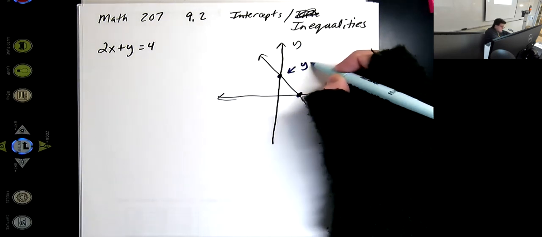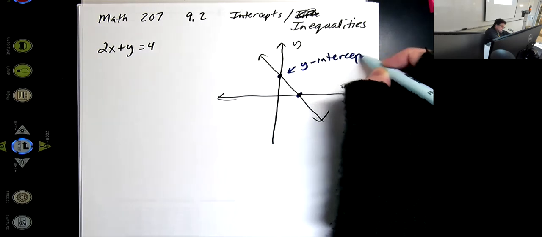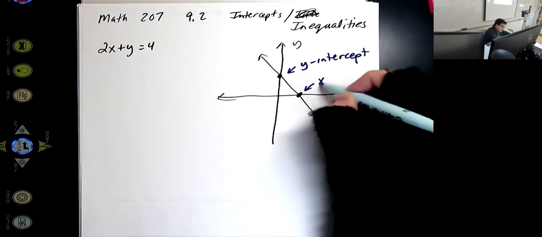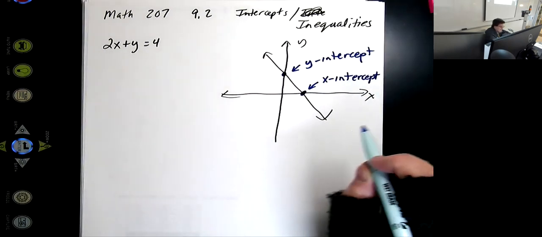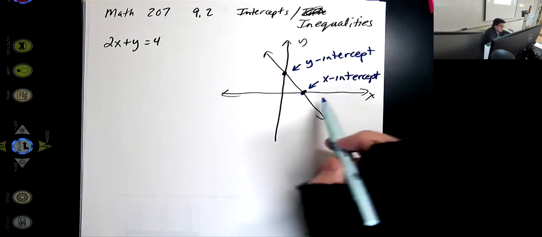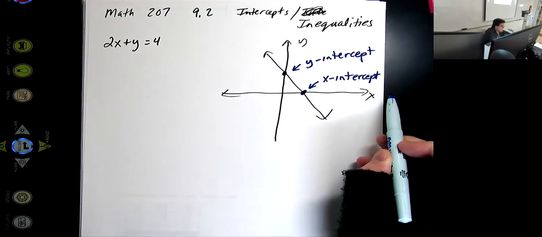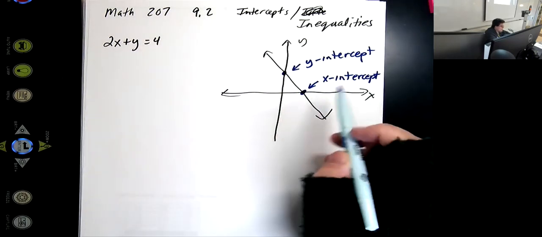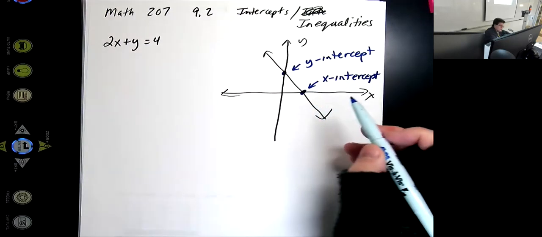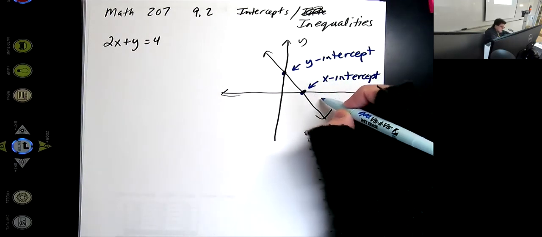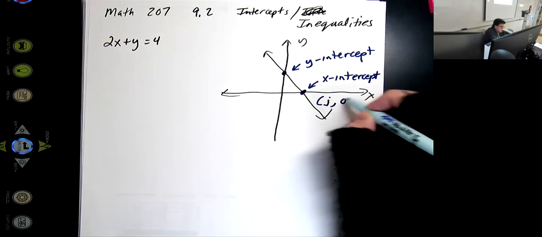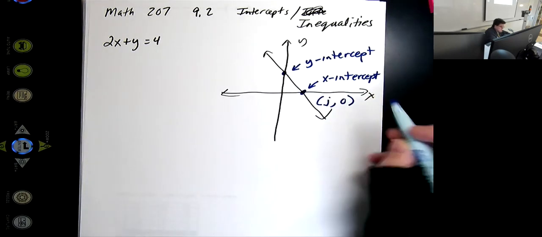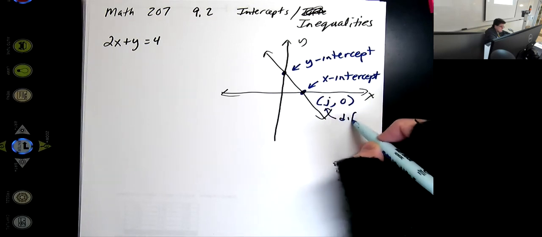This is called the y-intercept. And this is called the x-intercept, where it crosses the x-axis. It doesn't matter where it crosses the x-axis. It could be way over to the right, way over to the left, or at 0. Wherever it crosses is called the x-intercept. The x-intercept always has some value, we'll use j, and the y value is always 0. So j is just different for each equation.